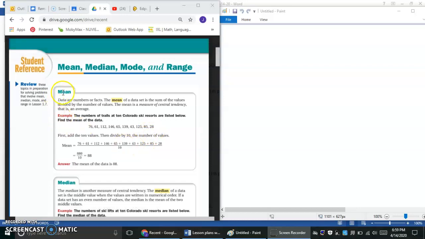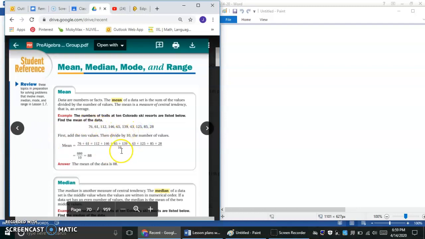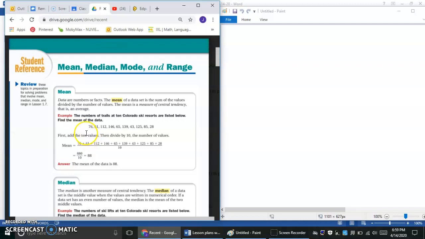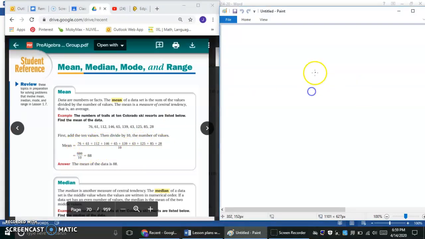So the first one you're going to do is mean. Mean is another word for average. They're going to give you a set of numbers, and what you need to do is add up all the numbers they give you, and then divide by the number of numbers there are. So here there is 1, 2, 3, 4, 5, 6, 7, 8, 9, 10. So there's 10 numbers, so that's the number you're going to divide by. So you add up all these numbers, and you get 880.